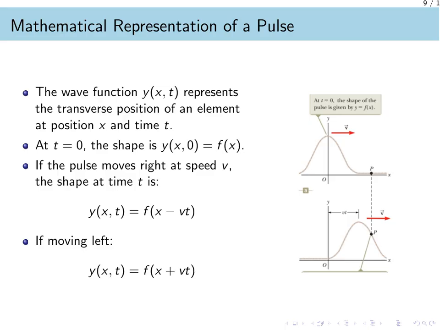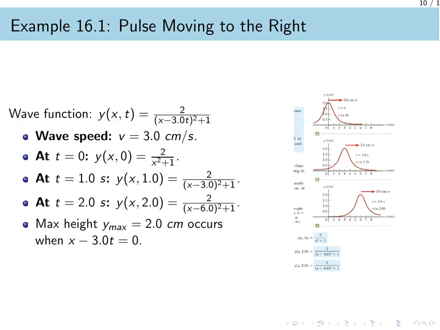Conversely, if the pulse is traveling to the left, the wave function is expressed as f of the quantity x plus v times t. Let us look at a numerical example of a pulse moving to the right at a speed of 3 centimeters per second. The wave function is given as y as a function of x and t equals 2 divided by the quantity x minus 3.0 times t squared plus 1.